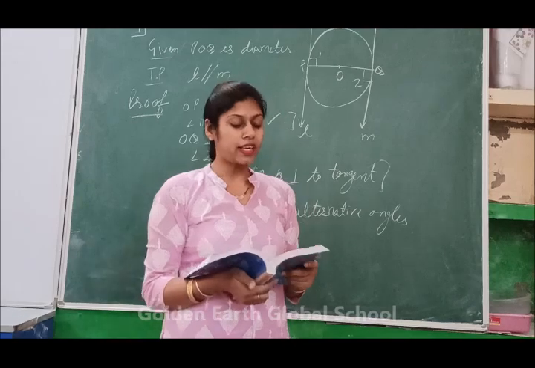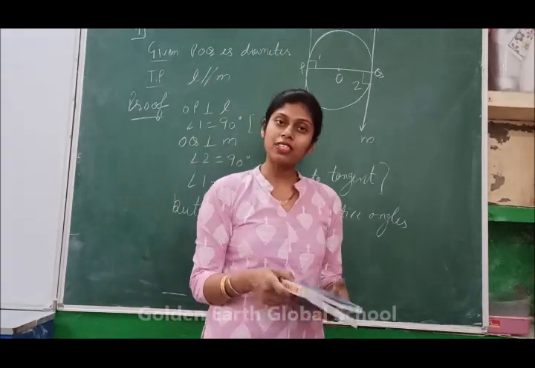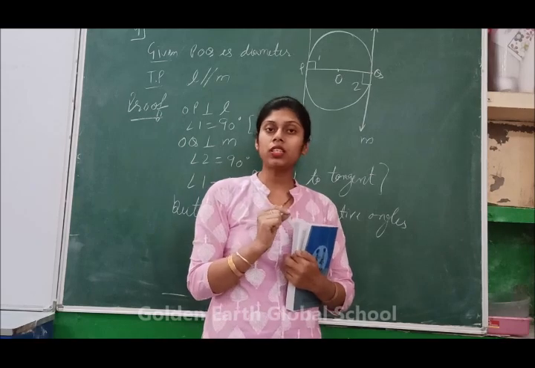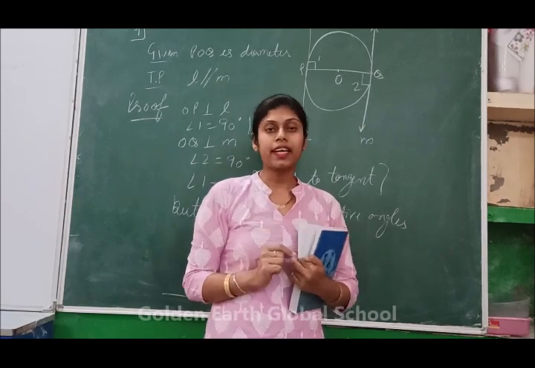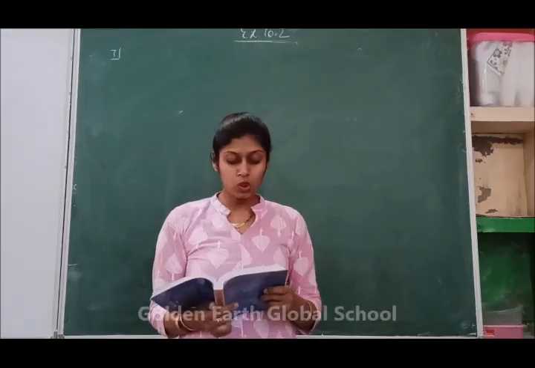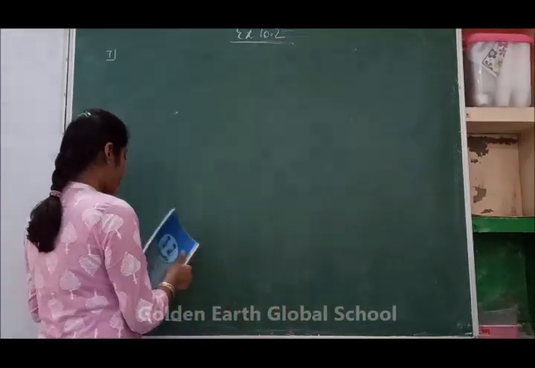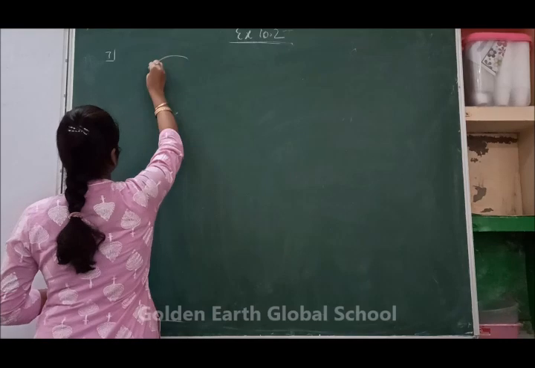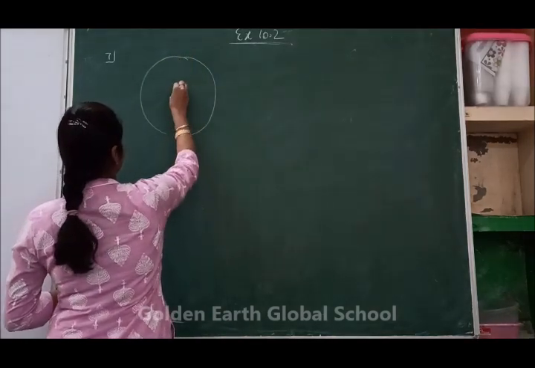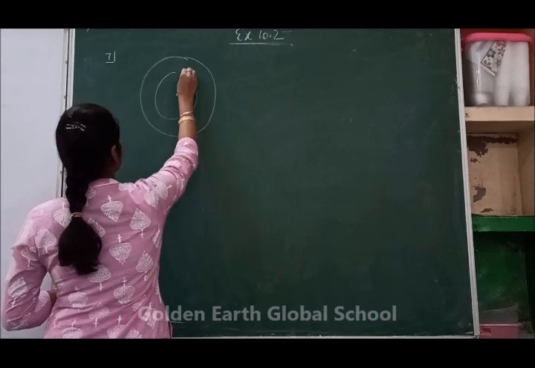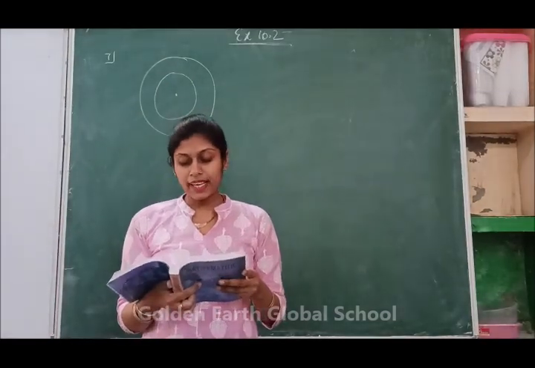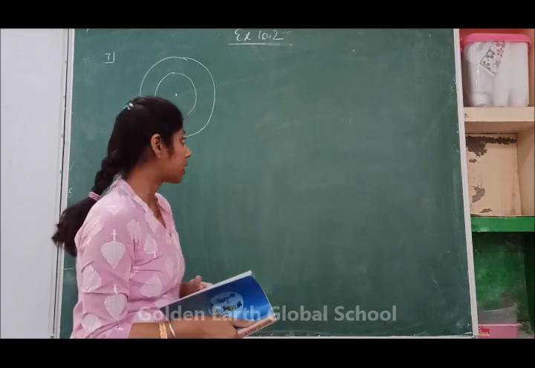There are two concentric circles. What is the meaning of concentric circles? If we draw two circles and their center point is common, then these are concentric circles. Question: two concentric circles are of radius 5 cm and 3 cm. This is the 5 cm circle. This is the 3 cm circle. Find the length of the chord of the larger circle.